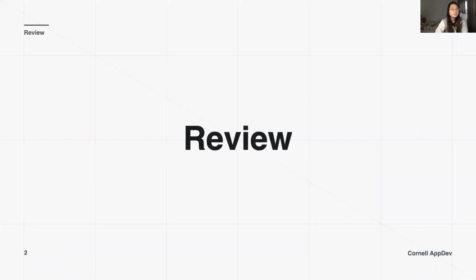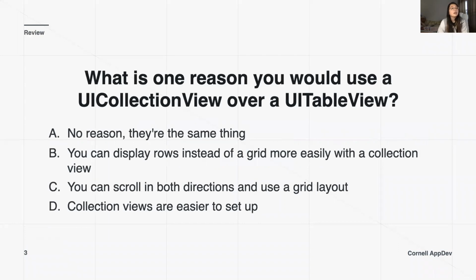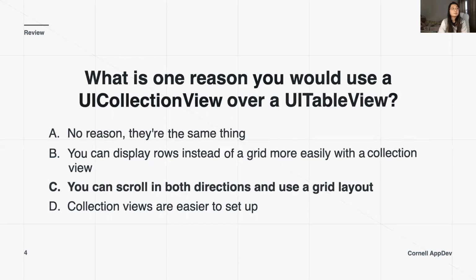As always, let's just start off with a review. Our first question for the day is, what is one reason that you would use a collection view over a table view? And the answer to this question is C. You can scroll in both directions, and you can use a grid layout. As you might remember, table views show data in a list, and therefore you can only scroll vertically. But collection views give you a lot more freedom in the layout, and you can scroll in both directions.